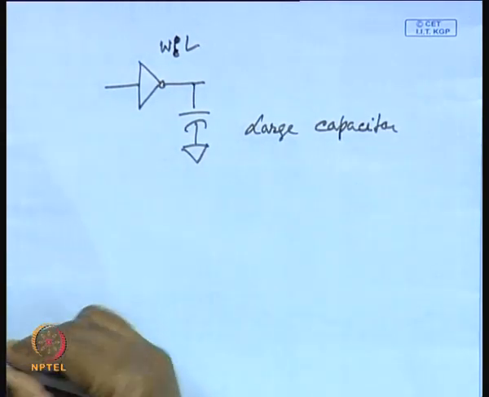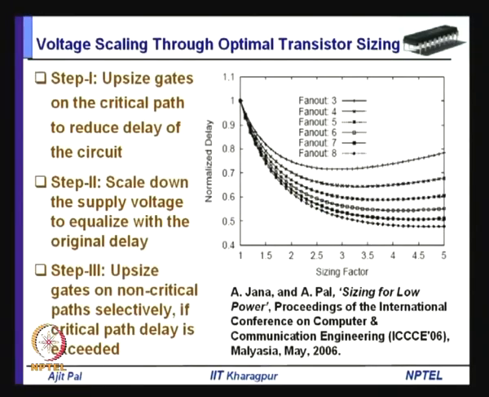Now, instead of reducing delay, if we are interested in lowering power dissipation, can we use transistor sizing? So, I shall explain how it can be done. So, voltage scaling through optimal transistor sizing.